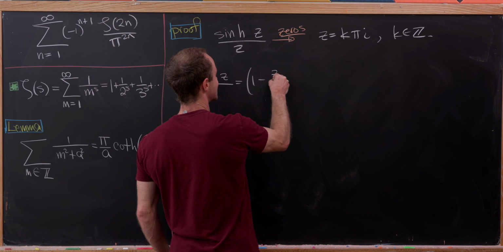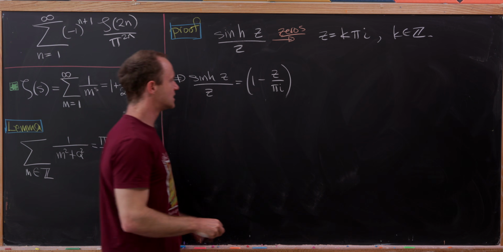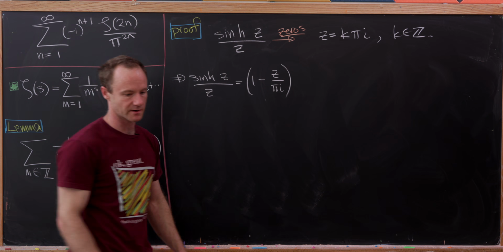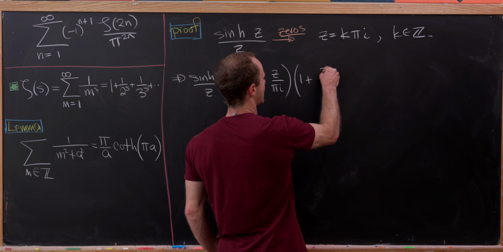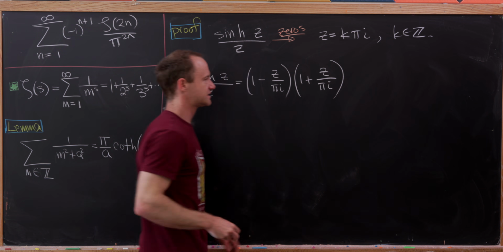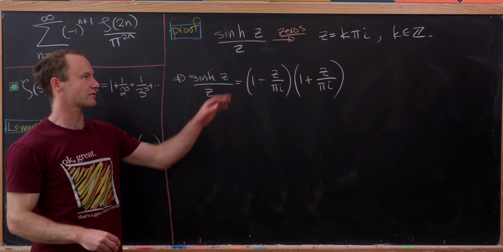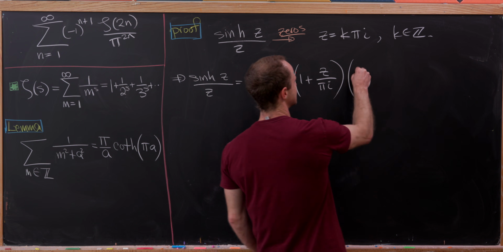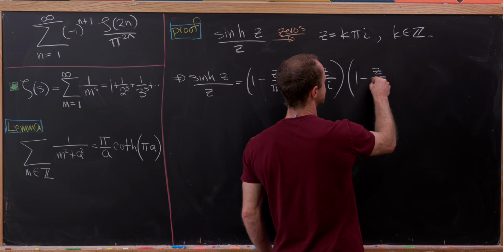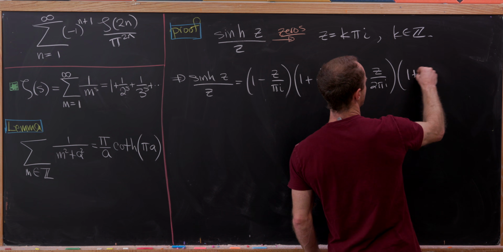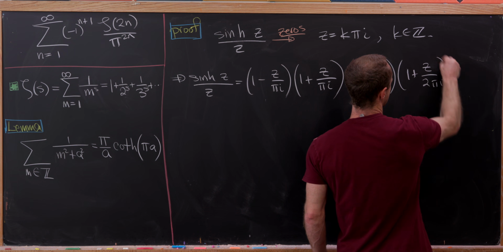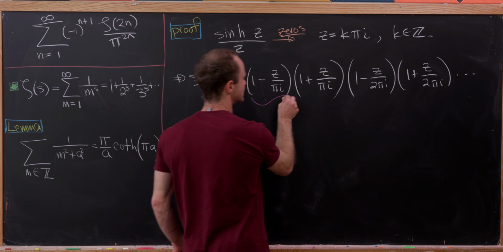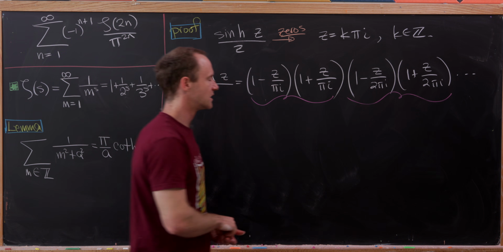So we've got 1 minus z over pi i. So that's like for the 0 at z equals pi i. In other words, k equals 1 right here. And then next we would have 1 plus z over pi i. And so that would be for the 0 at negative pi i. So in other words, k equals negative 1. And then we'll keep factoring this in these pairs. So 1 minus z over 2 pi i, and then 1 plus z over 2 pi i, and then so on and so forth.